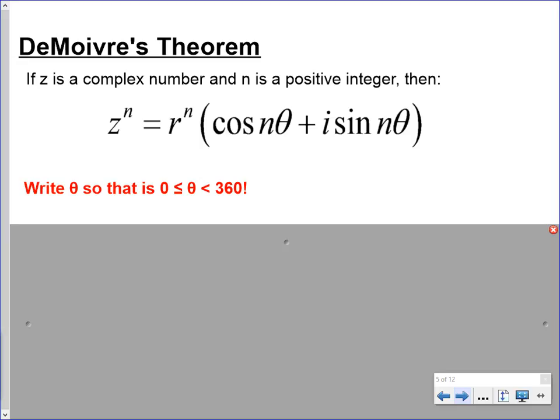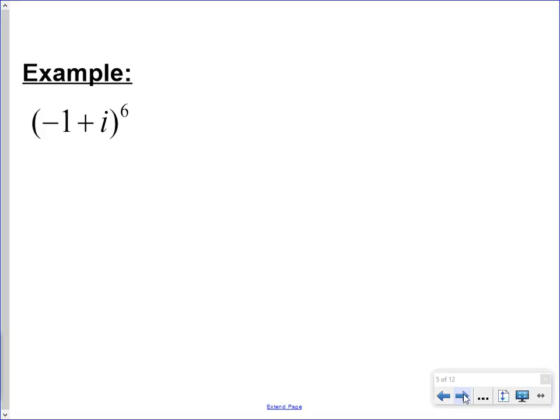Okay, so let's put de Moivre's theorem to work. We can use de Moivre's theorem then to expand and do the power of -1 plus i to the 6th.